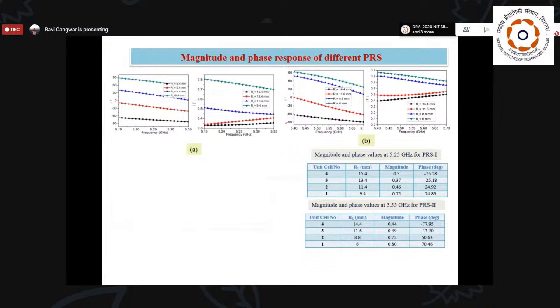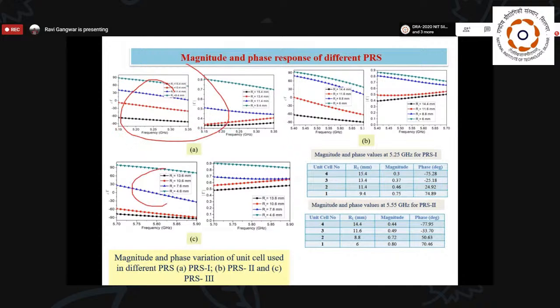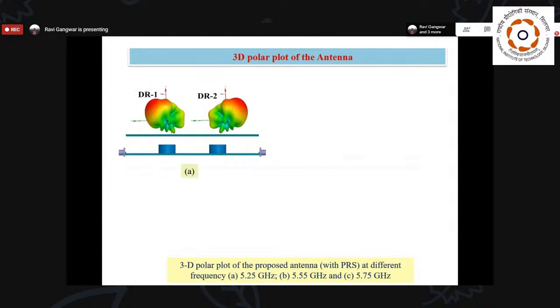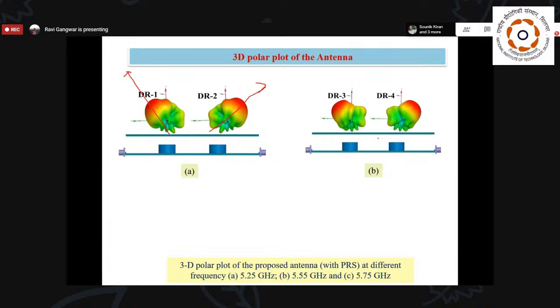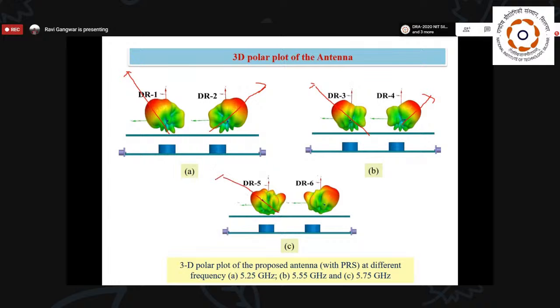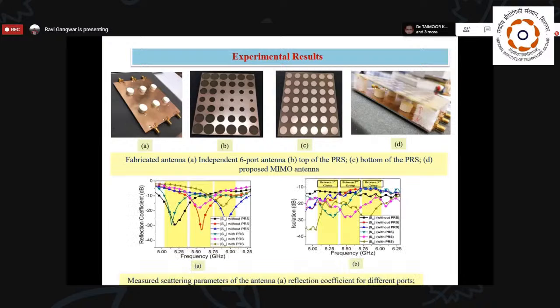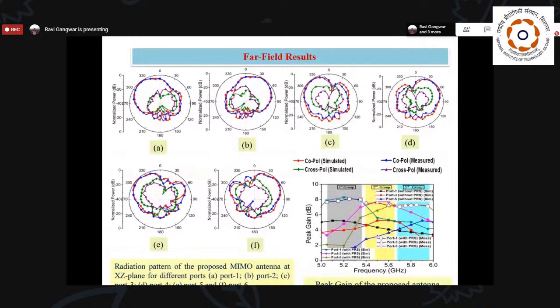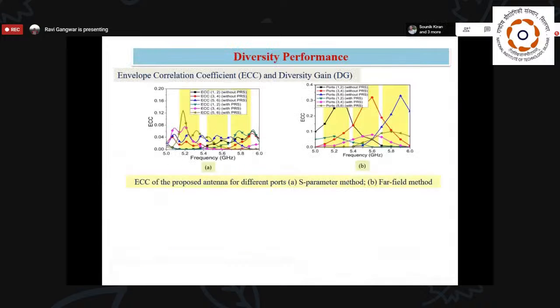So you can see that here we are able to get a gradual change in the reflection coefficient and phase. Now, if you see here, that is basically our actual structure. When we place your DR, you can see that we are able to get deflection or beam tilting in all 3 cases, and that is basically our target. So here we are able to improve the isolation by more than 13 dB in the case of the second structure.